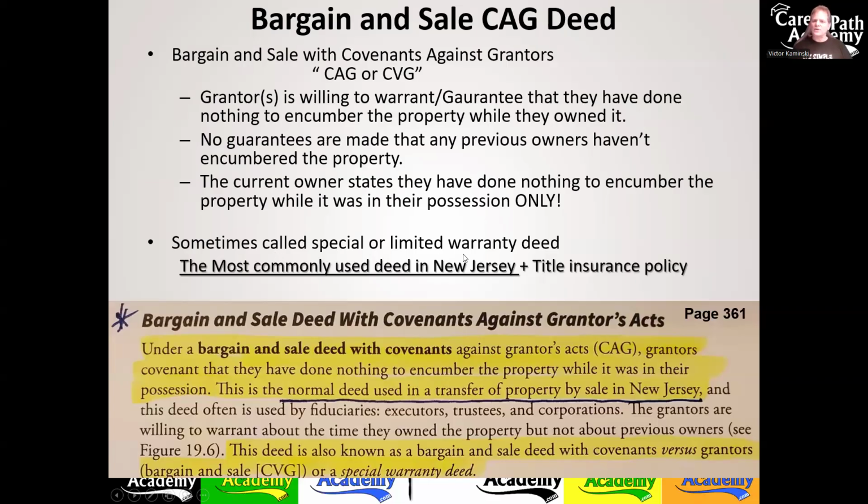So this is sometimes called a limited warranty or special warranty deed for obvious reasons. It's the most commonly used deed in New Jersey, plus the buyer gets title insurance. So they order a title search, and then the title company will do a very thorough search of the public records to make sure there were no improper transfers in the past, and then they'll issue an insurance policy. Now, there's usually two title insurance policies that are purchased. One covers the lender for any outstanding remaining balance on the loan, and one covers the buyer for any money that they've laid out so far.